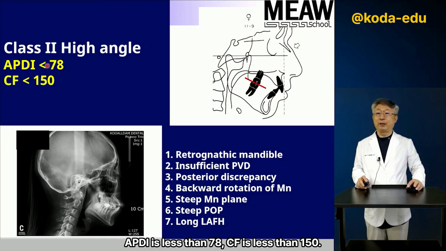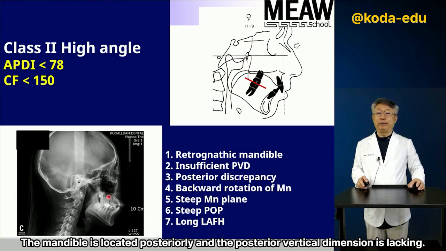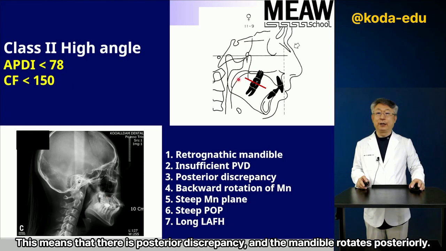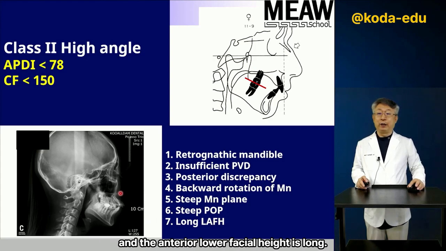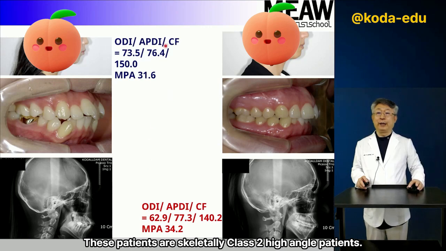APDI is less than 78, CF is less than 150. The mandible is located posteriorly and the posterior vertical dimension is lacking. This means that there is posterior discrepancy, and the mandible rotates posteriorly. Mandibular plane angle is steep, POP is also steep, and the anterior lower facial height is long. These patients are skeletally class 2 high-angle patients.